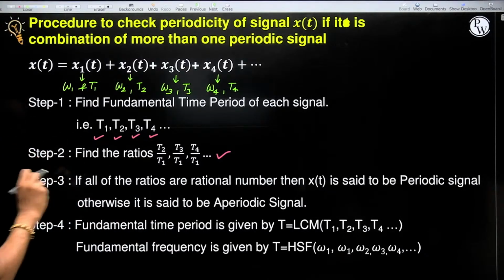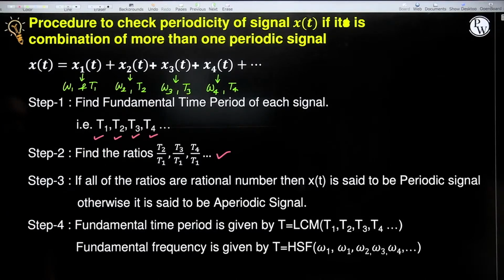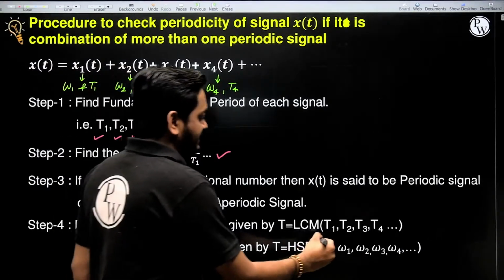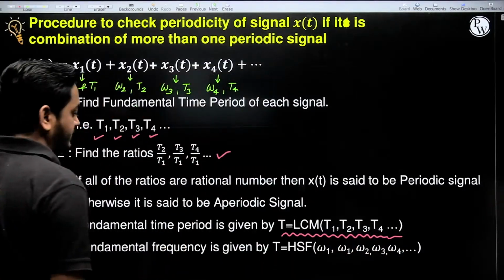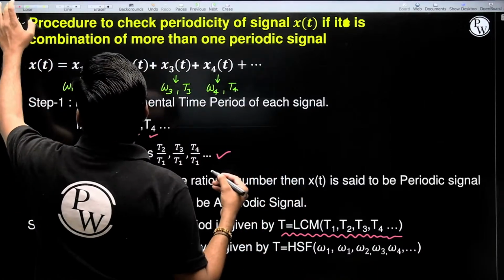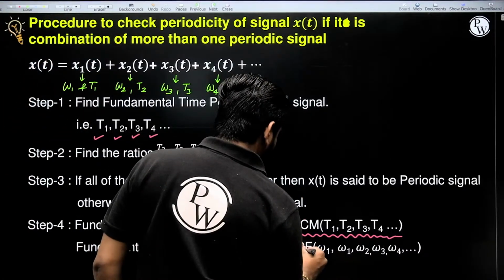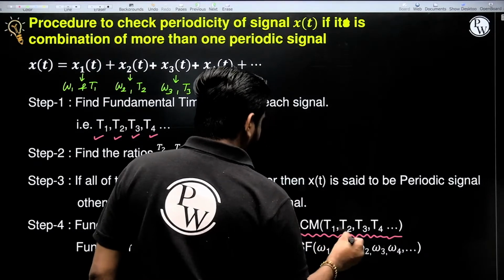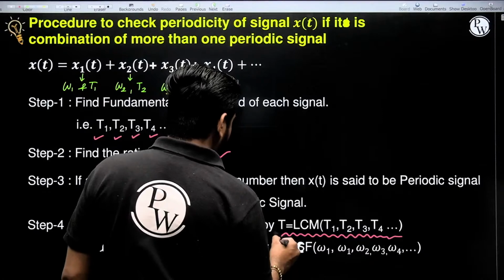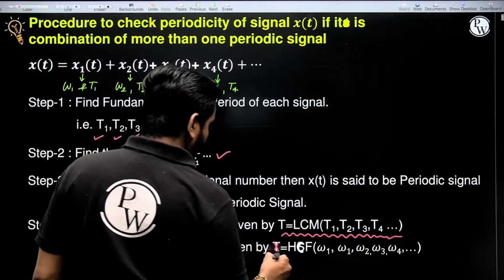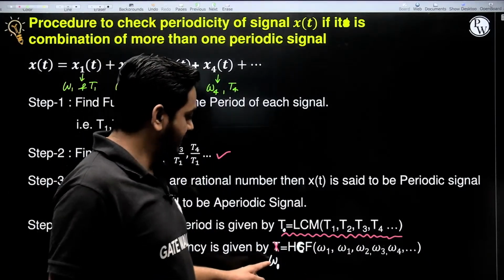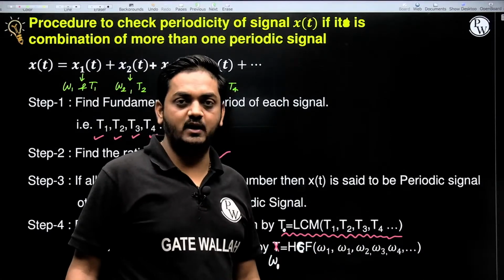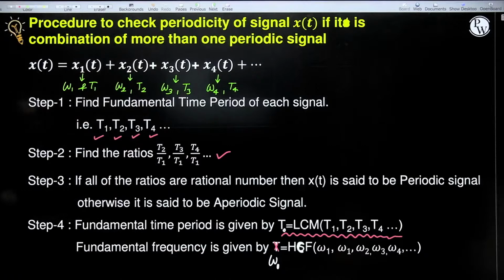And if all the ratios are rational numbers, x of t is a periodic signal, then the fundamental time period T0 is given by the LCM of the individual fundamental time periods, and the fundamental frequency omega 0 is given by the HCF, highest common factor, or GCF, greatest common factor, of the individual fundamental frequencies. This is very much important, guys.